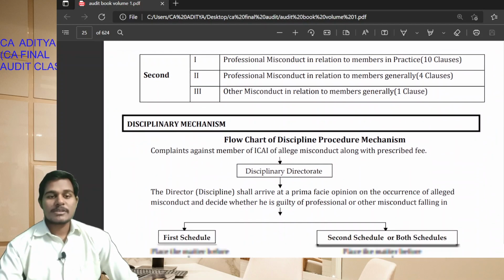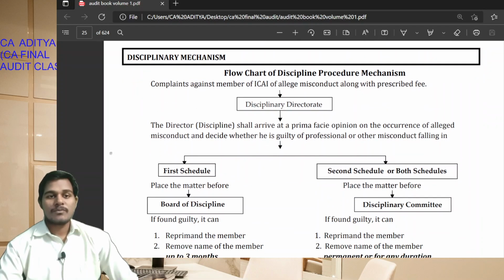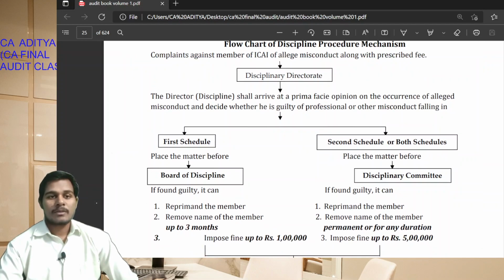Okay, let's come to the disciplinary mechanism for chartered accountants committing misconduct. Flow chart of the disciplinary mechanism: a complaint is made against a member of ICAI alleging misconduct. When misconduct is committed by the chartered accountant, the disciplinary directorate looks after these matters. The disciplinary directorate shall arrive at a prima facie opinion on the allegation of misconduct and decide whether the member is guilty of professional or other misconduct.